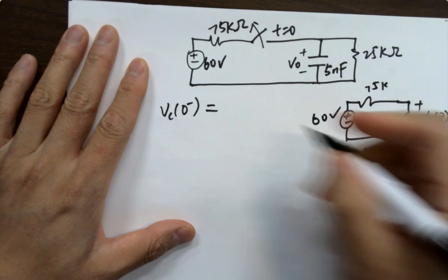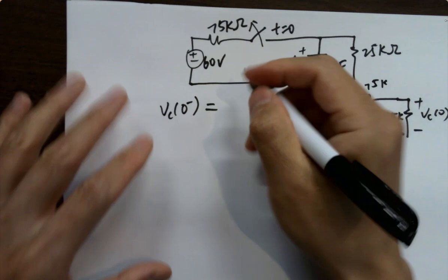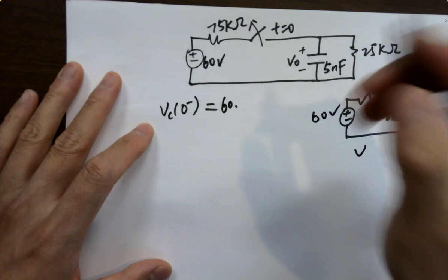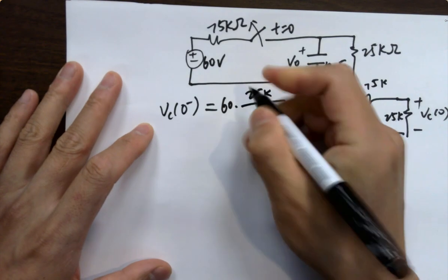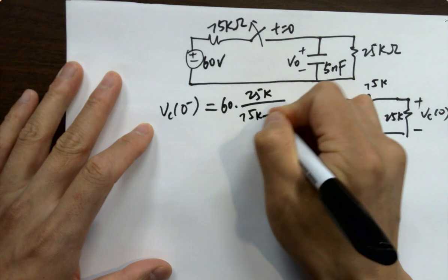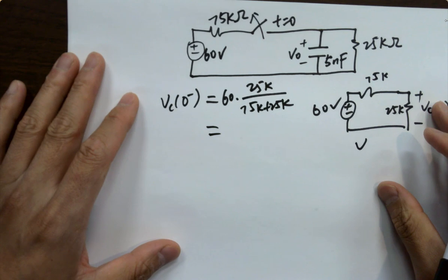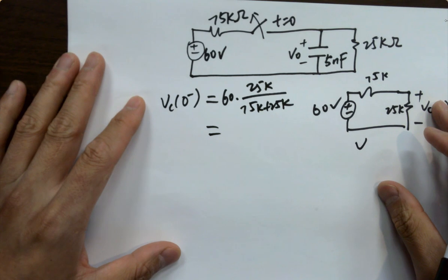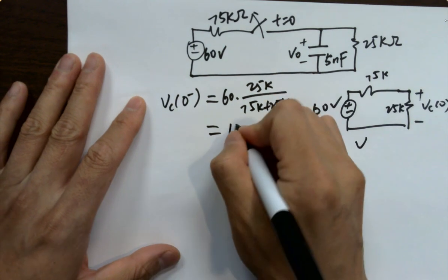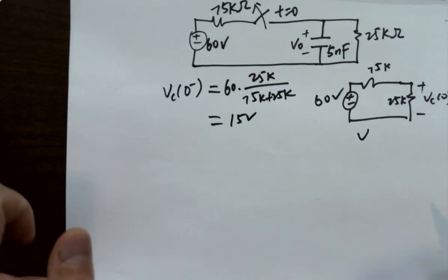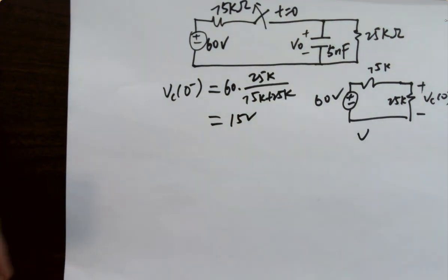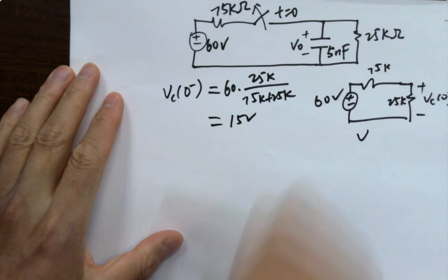So VC0 minus equals 60 volts times 25K over 75K plus 25K, which is 1 over 4, so 15 volts. Okay, 15 volts.